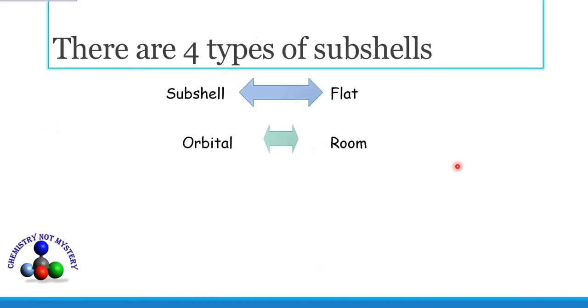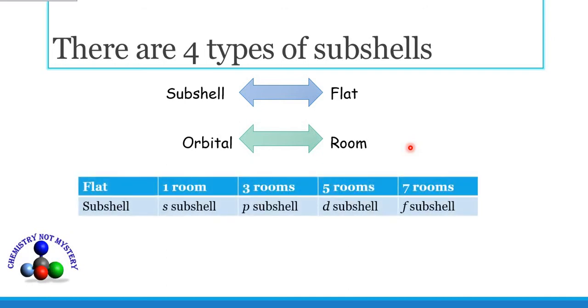Subshells can be compared with the flats and rooms can be compared with the orbitals. There are 4 types of subshells depending on the number of orbitals in them. A 1 room flat is named the S subshell. A 3 room flat is named the P subshell. A 5 room flat is named the D subshell. And a 7 room flat is named the F subshell.